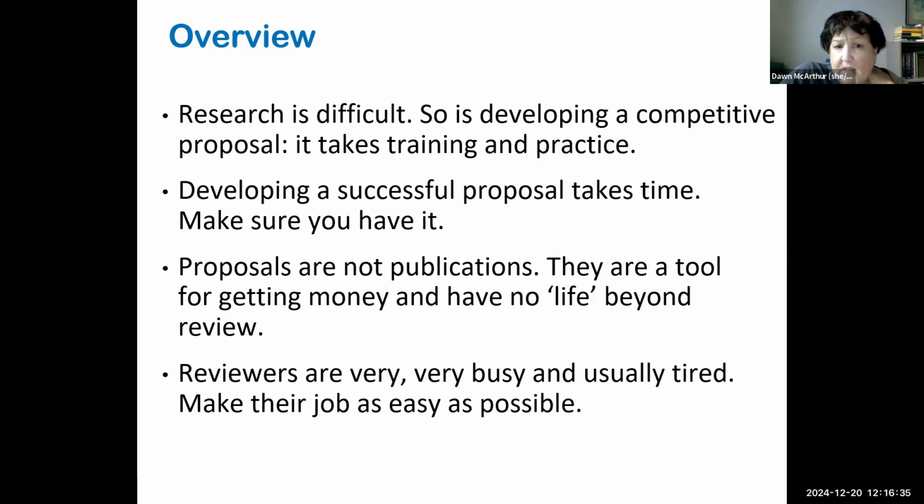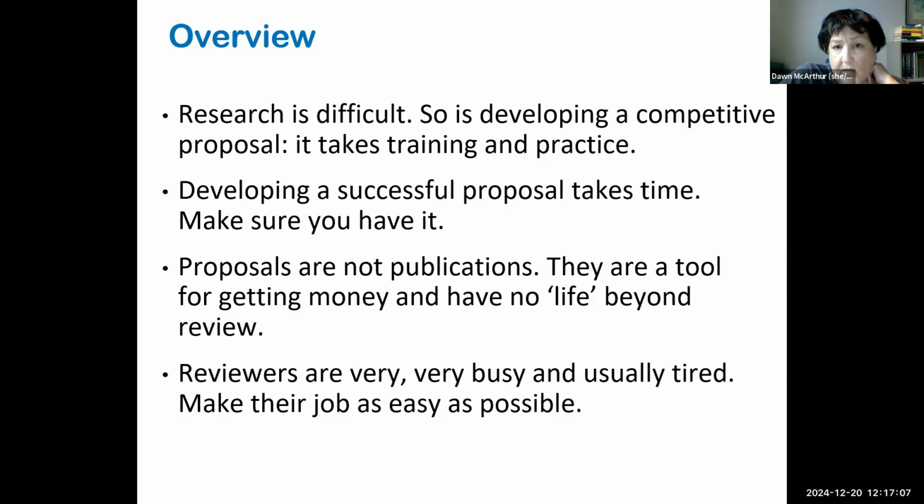Developing a successful proposal takes time. Make sure you have it. If you want to do a funding proposal for something like a CIHR project grant or anything that's external to your institution, you really can't cram it. You really need to take the time to develop it. And if you are a social scientist and you're doing SSHRC, Social Sciences and Humanities Research Council, 50% of the grant score in a SSHRC grant is on the literature review. So you really need to take the time to do that.